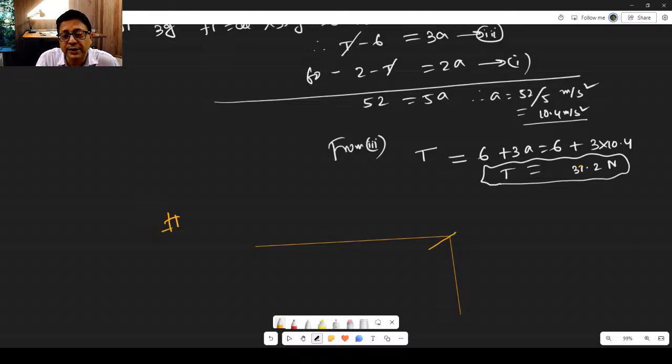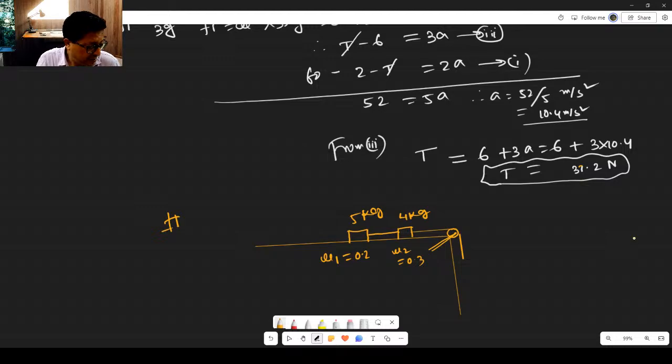So there is a pulley here. Two masses are connected. This is one mass, this is another one. Two masses are there. This mass you take, say 4 kg, this one 5 kg. Here mu1 equal to 0.2, mu2 equal to 0.3.